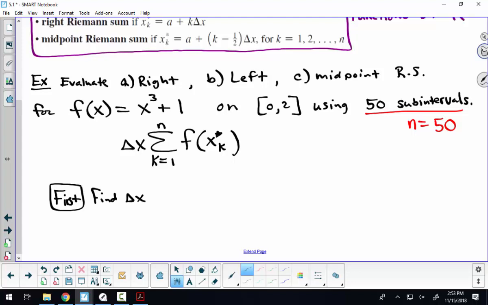So what is our delta x? It's 1/25, isn't it? 1 over 25, because of the interval here. This is a, this is b. So b minus a over the number of subintervals, which is 50. So 2 over 50 is 1 over 25. All right. So for left, right, and midpoint Riemann sums, our delta x is 1/25.